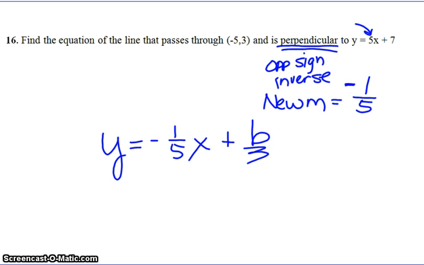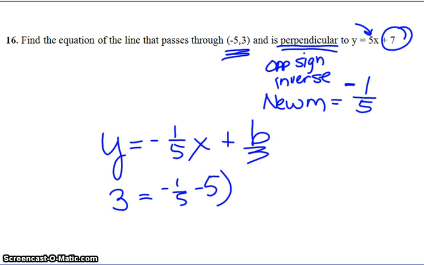Now, a lot of students will make this mistake. They'll say, well, the b has to be 7. It was 7 in that one, so it has to be the same b. No, not necessarily. What we have to use here is this point. We know that when y is 3 and x is -5, it works out with some magical b here.